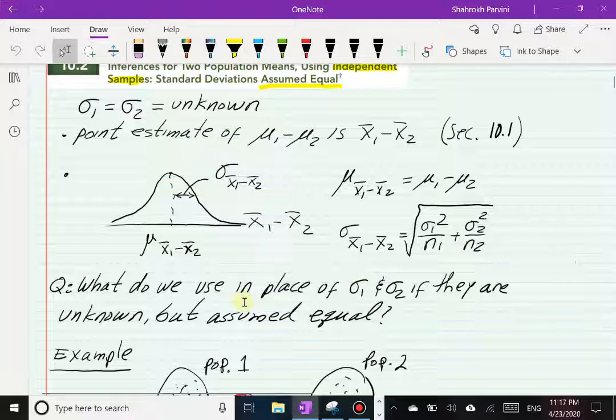Now, before we actually look at the formulas for the confidence interval and hypothesis test, I have a question to pose for us. Remember, the assumption is that these two deviations are unknown but assumed equal. So what do we use in place of sigma 1 and sigma 2 if they are unknown? Remember, this is unknown but assumed equal.